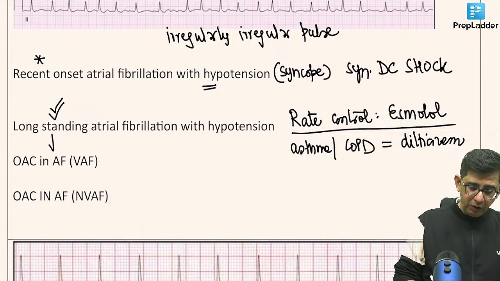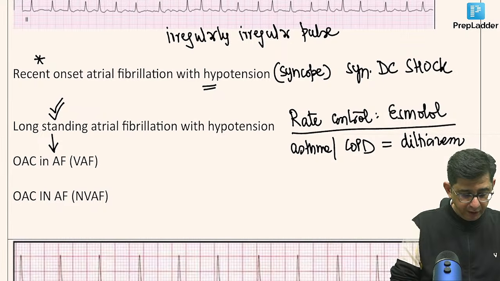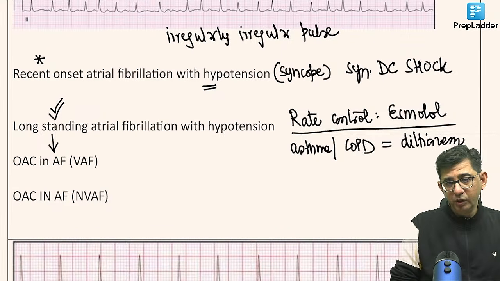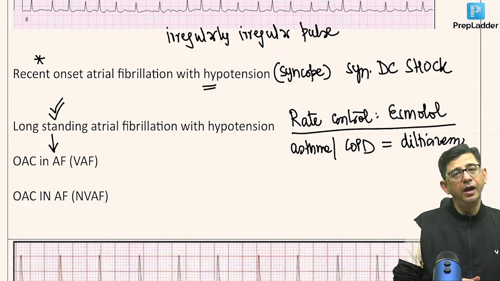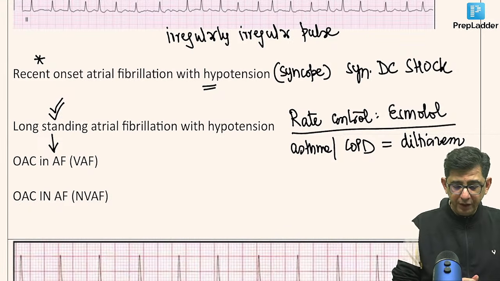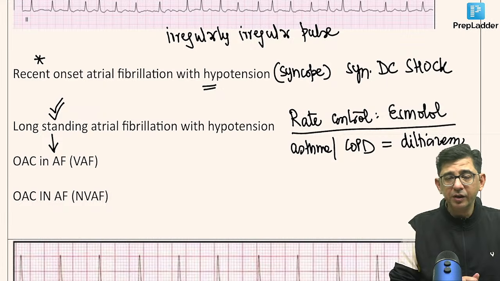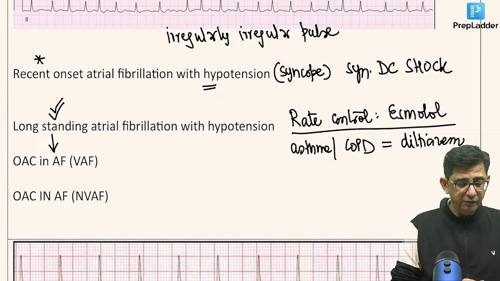Now this patient has long-standing atrial fibrillation. Yes, so you guys are right. We can use either verapamil or we can use diltiazem. So both of you are right. And because there is a tendency for clots present here to go into the brain and cause acute ischemic stroke, I have to go for oral anticoagulation in this patient also.